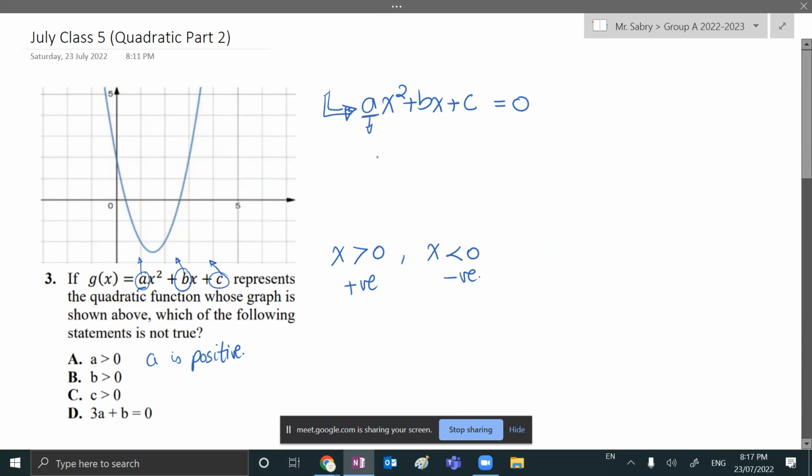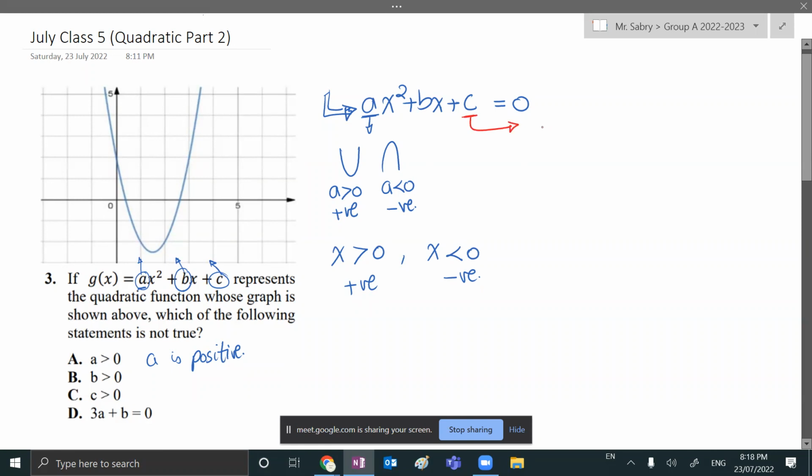We started with the A. The A is the one responsible for the orientation of the parabola, whether the parabola looks upwards or looks downwards. If A is bigger than 0, this means that the parabola is looking up. If A is less than 0, this means that the parabola is looking down. So if A is positive, the parabola looks up. If A is negative, the parabola looks down. That's for the A. Then what about the B? Leave the B for now. We'll discuss the C first.